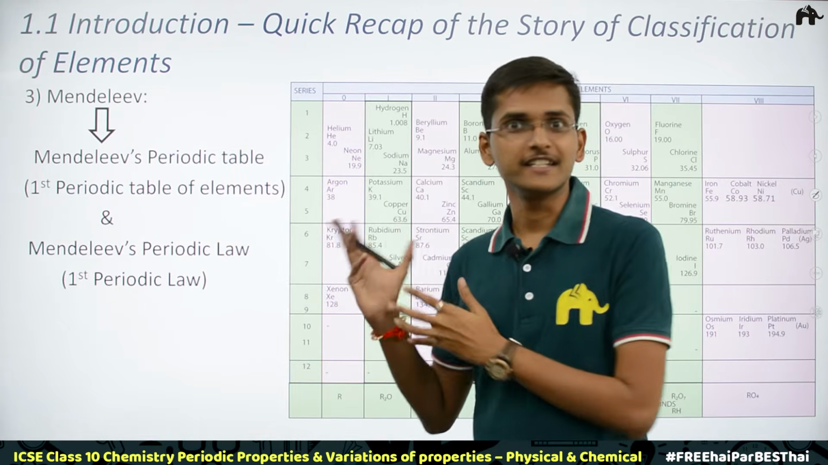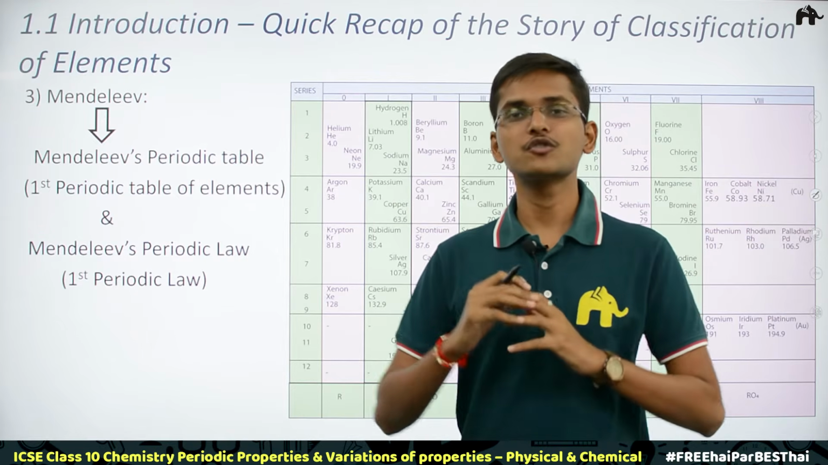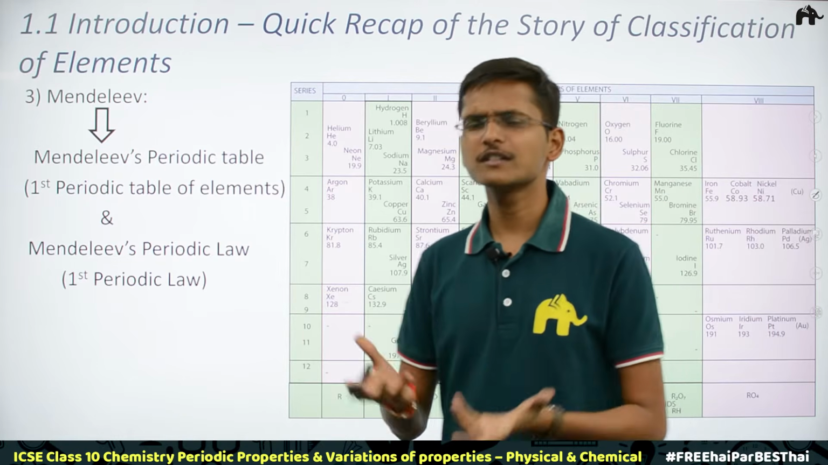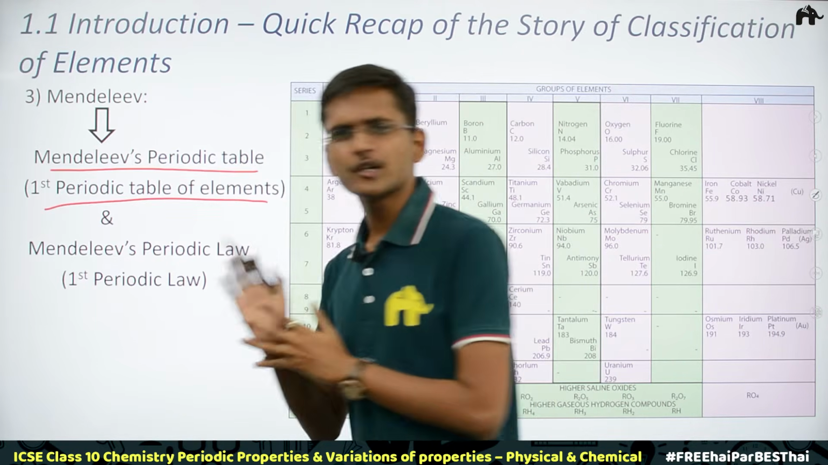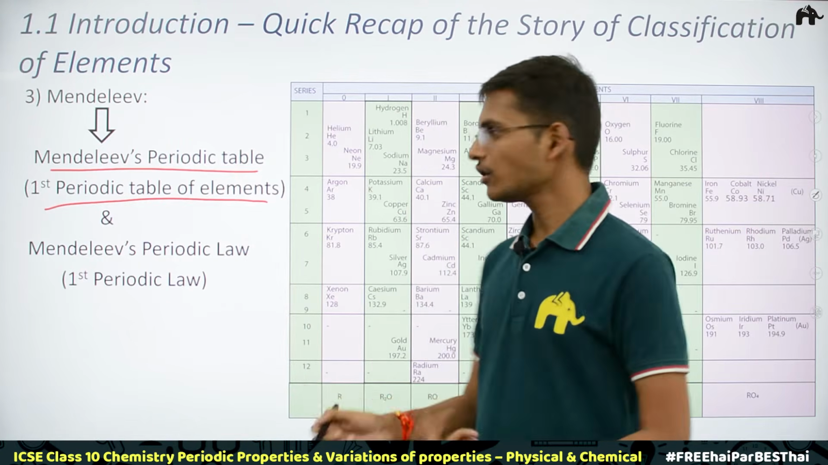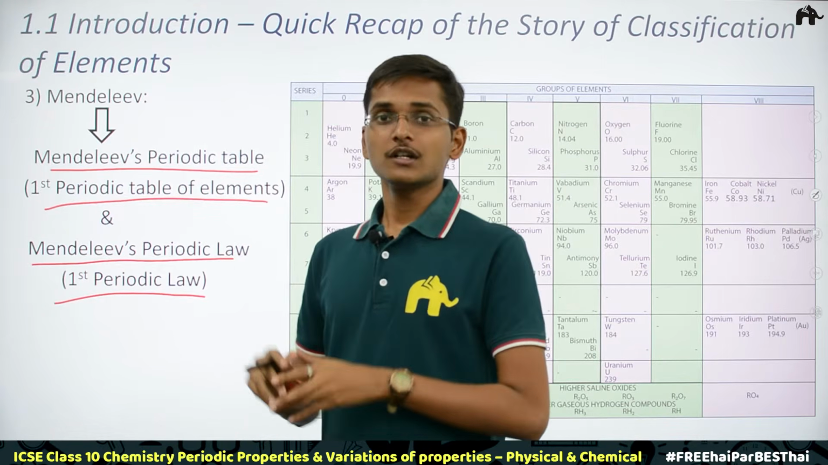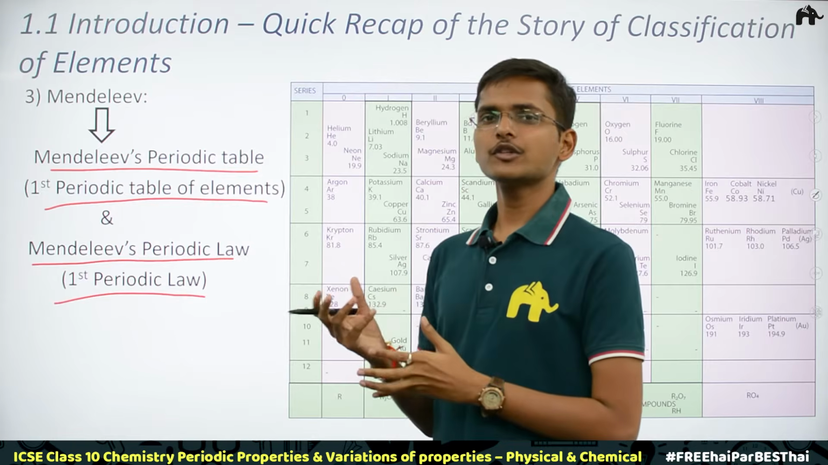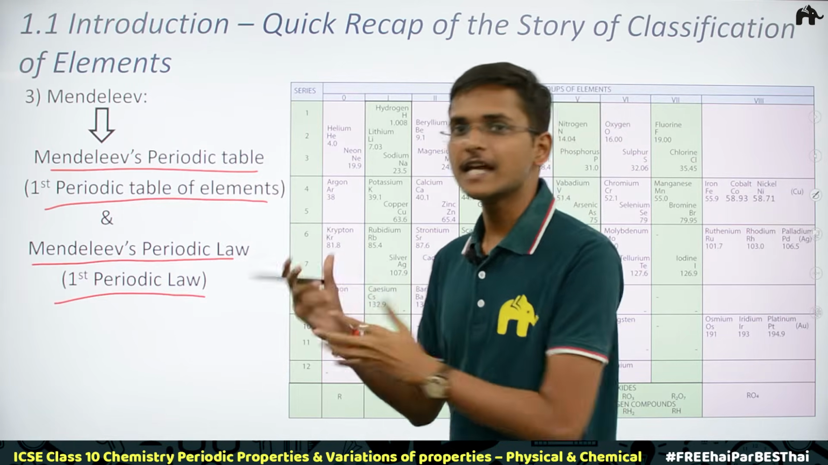Next is Mendeleev, and yes, this is the hero of our story of the development of the periodic table, because he was the first one to give us the first periodic table of elements, named after him, Mendeleev's periodic table. He was also the first to give us the first periodic law, simply Mendeleev's periodic law. We are first going to see how he arranged the elements in his periodic table, and then in the next part of our story, how he gave his law.